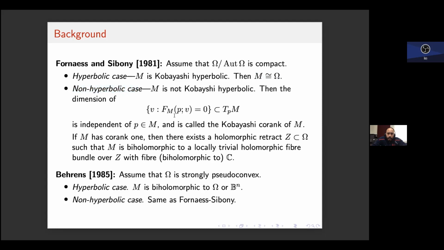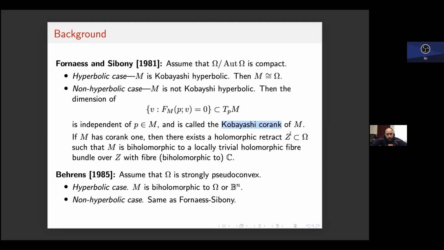Then they showed that, look at the zero set of the Kobayashi metric at some point P. This is a complex subspace of the complex tangent space. And they showed that the dimension of this space is actually independent of P. This constant dimension will be referred to as the Kobayashi corank of M. And if this corank happens to be 1, they show that there is a holomorphic retract Z of Omega, such that M is biholomorphic to a locally trivial fiber bundle over Z with fiber biholomorphic to C.